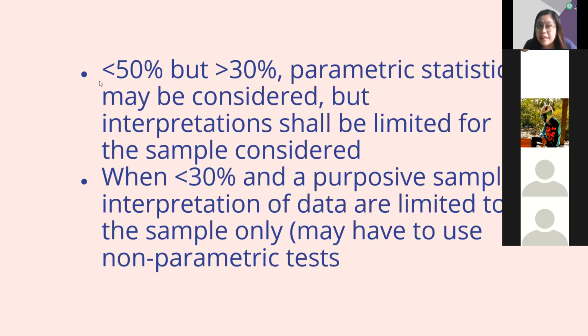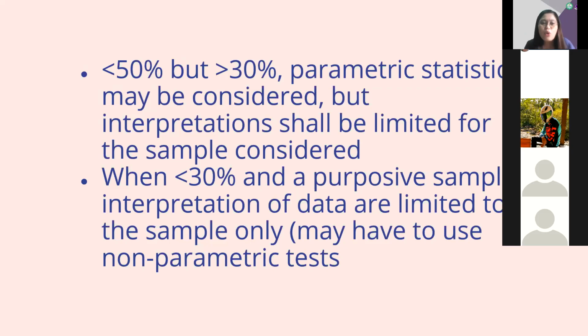If it is less than 50%, but it still reached more than 30%, it is accepted. We can still do parametric testing for the statistics, but the conclusion, the interpretation will just be for the sample alone. We cannot do generalization for the whole population.